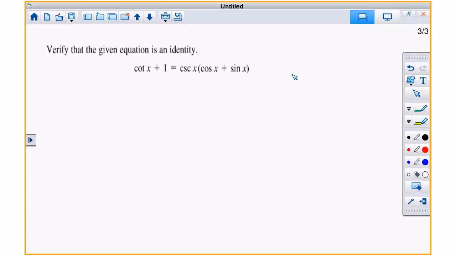Go ahead and see if you can start writing in terms of cosine and sine, see if that'll help. Pick a side. I know you can write cotangent as something. See what you come up with. It should take about 3 minutes.